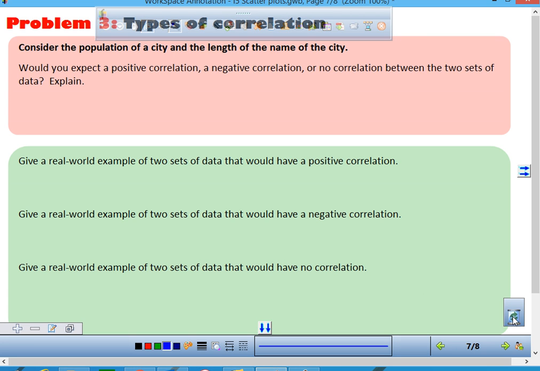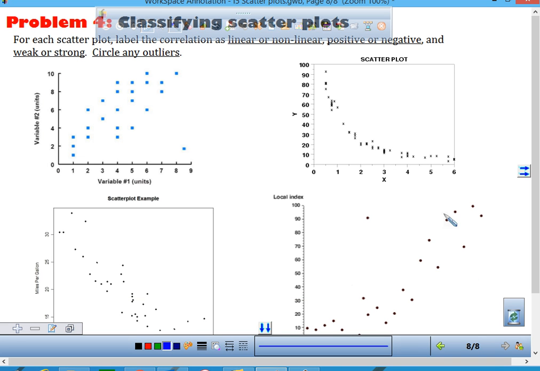All right, last thing before you work on your homework. Okay? Positive, negative, or no correlation. And then weak or strong. And then we're going to add in this one: linear or nonlinear. Okay? So, first one. We have variable 1 and variable 2. We don't know the variables. But is it going to be positive or negative? Positive. Strong or weak? Weak.